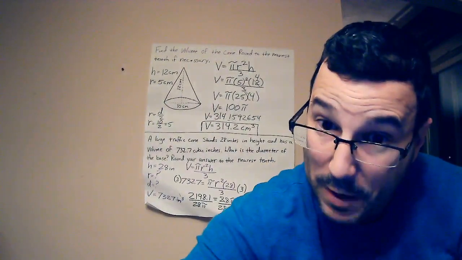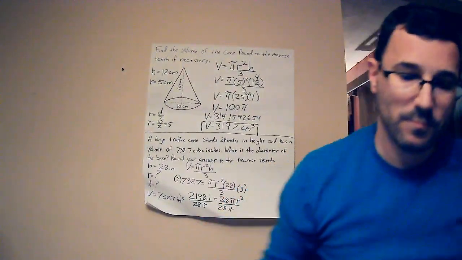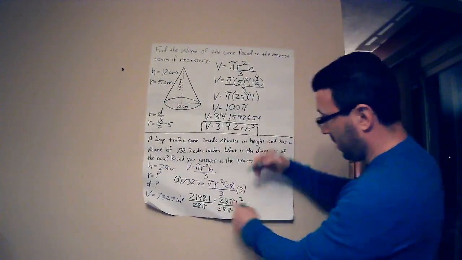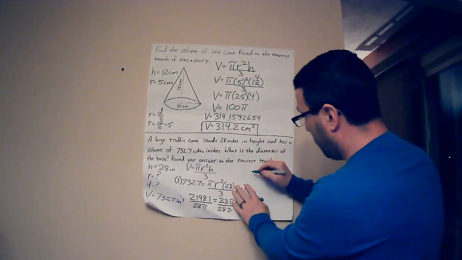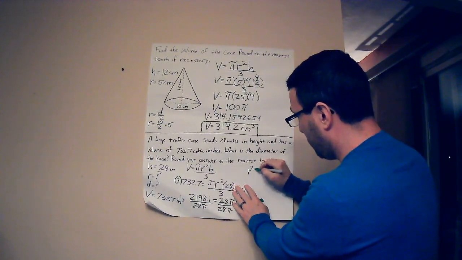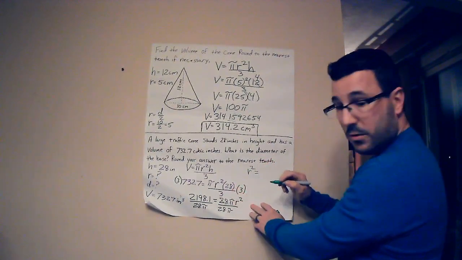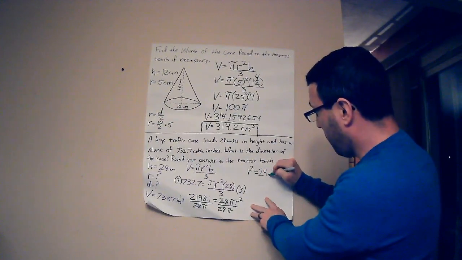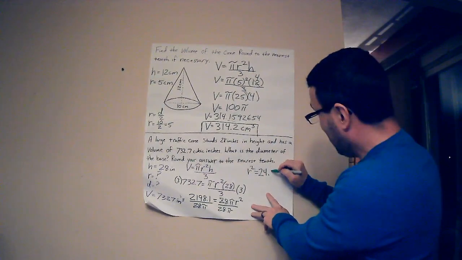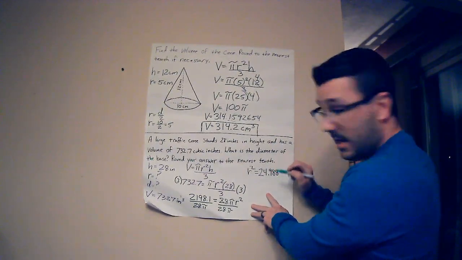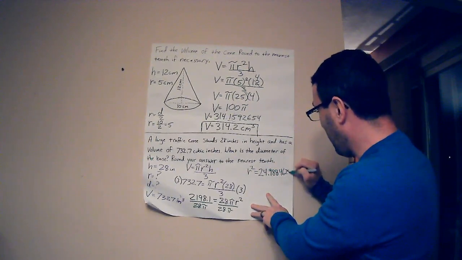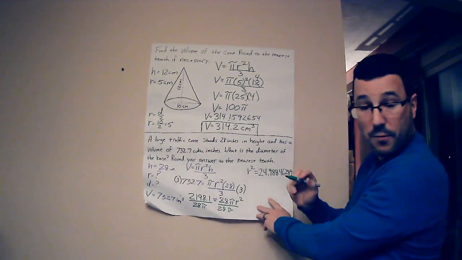And now we go to the other side. So what we're going to be left with is r squared equals, it's a long one, 24.9884628.